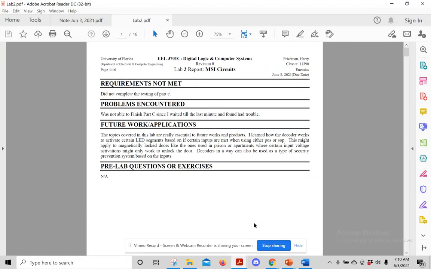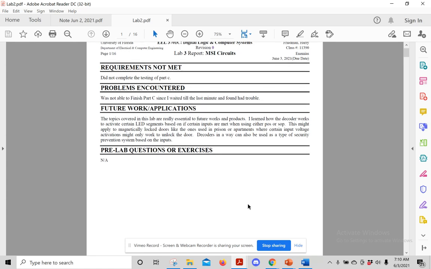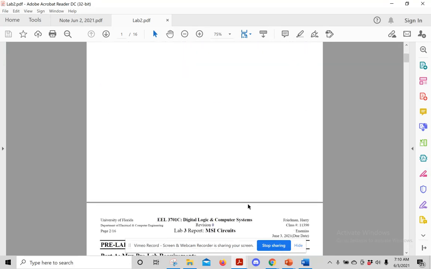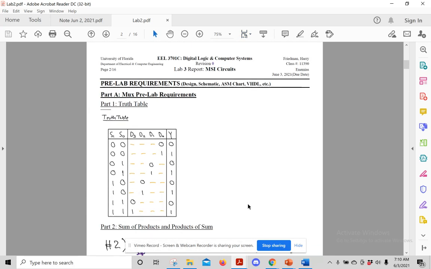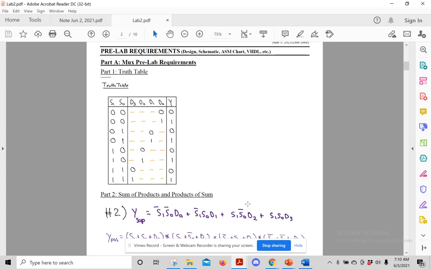So basically the purpose of this lab was to go over the mux and decoder as well as their implementations. And we saw this by using the medium-scale integrated chips. And so the first part was on the mux.